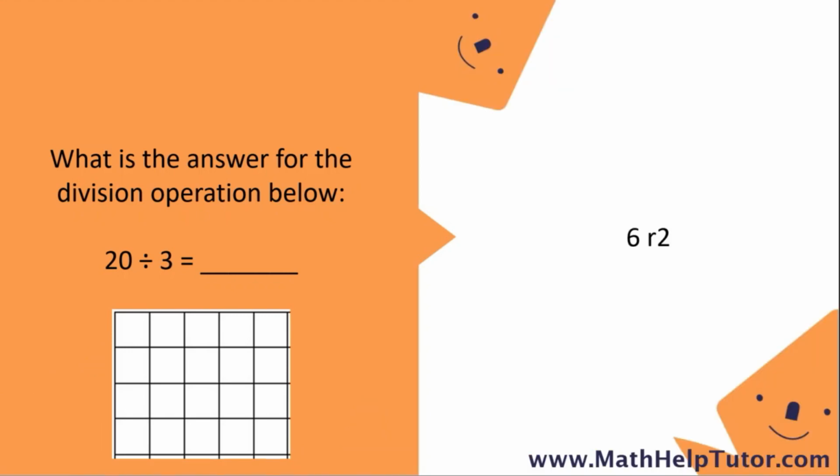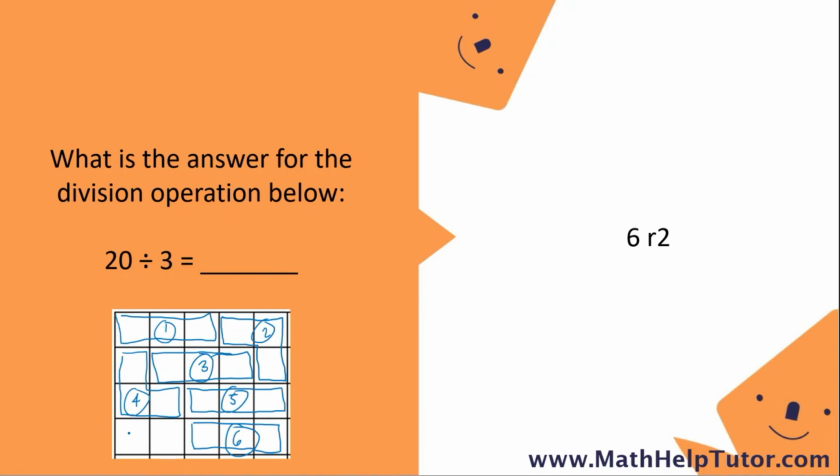The answer is 6 remainder of 2. So how did we come up with this answer? From the grid or the array that is shown here, we can see that there are 20 blocks in it. Now what we could do is create groups of blocks with 3 blocks in each group. So we have created 1, 2, 3, 4, 5, and 6 groups with 3 blocks in each group.